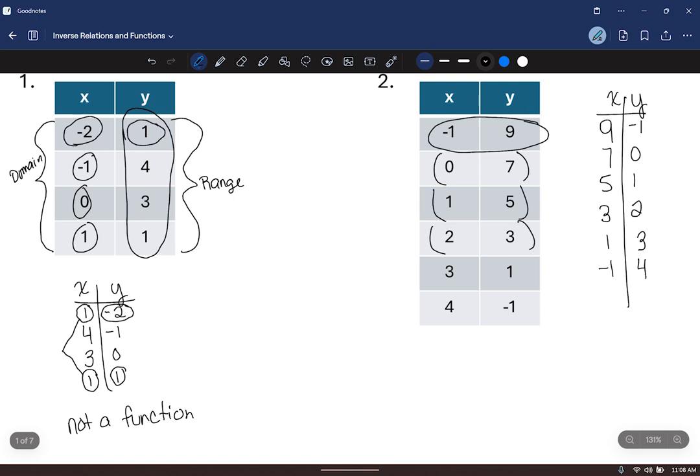So let's take a look at those x values. I have 9, 7, 5, 3, 1, -1. Nothing in my domain, or none of my x's are paired with more than one y. So yes, this is a function.